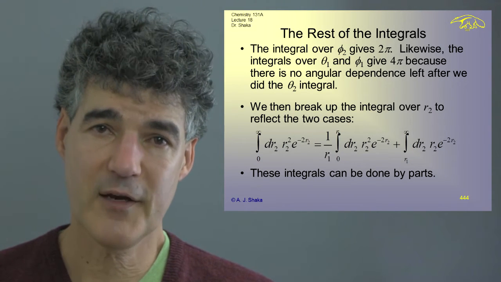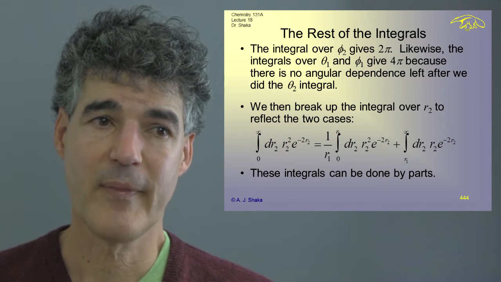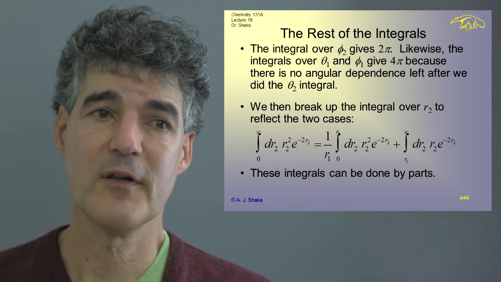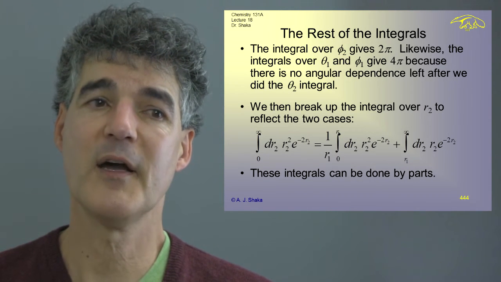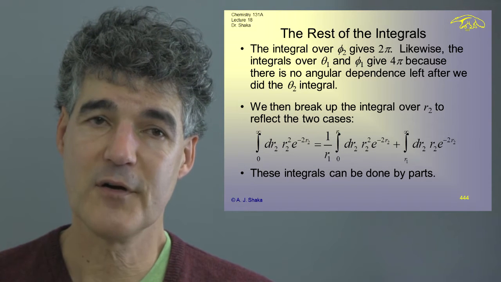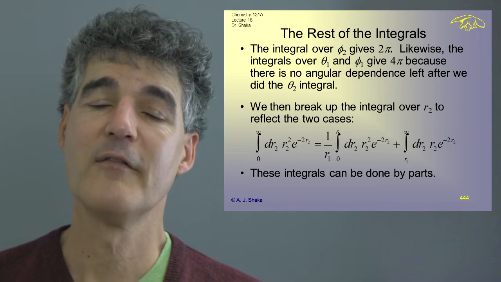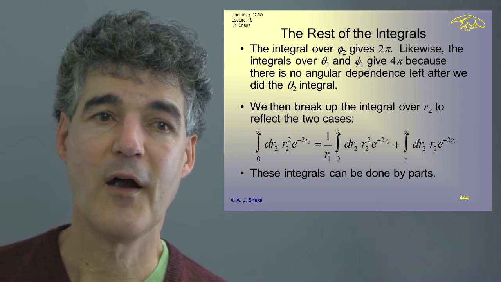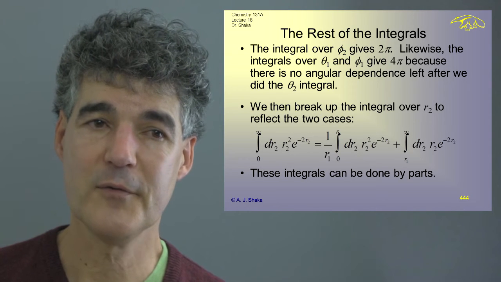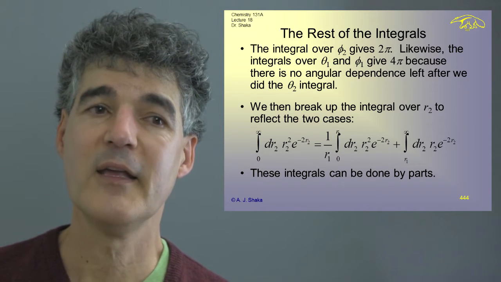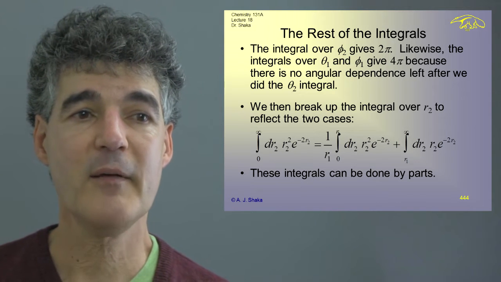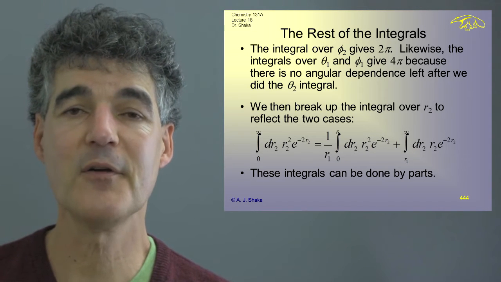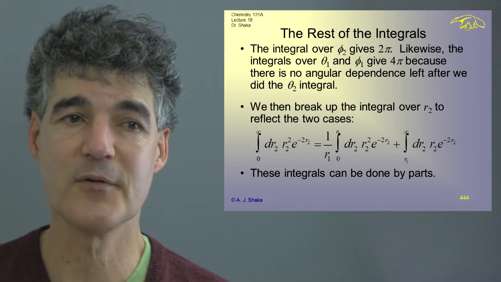And we have to break the radial part into two integrals. We have to first break it into 1 over r1 times the integral of dr2 r2 squared e to the minus 2r2 from 0 to r1. And then the rest of the way from r1 to infinity, it's just dr2 r2, because it was 1 over r2, so one of them went away, e to the minus 2r2. So we have one that's r2 e to the minus 2r2, and the other one r2 squared e to the minus 2r2.